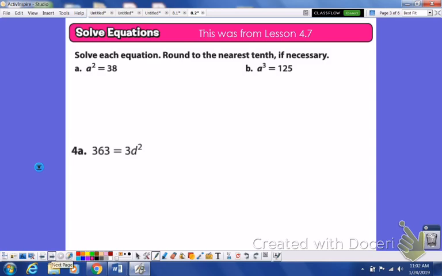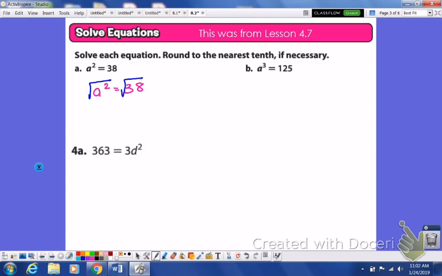Okay, now this page here, this was actually back from chapter 4, but we had not talked about solving equations yet, so we moved it to this chapter. So talking about solving equations with our exponents. So we have a squared equals 38. Well, the inverse of a square would be a square root.